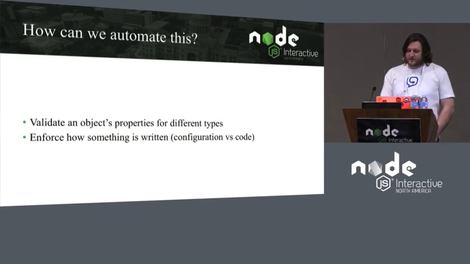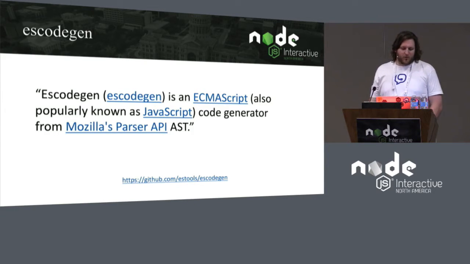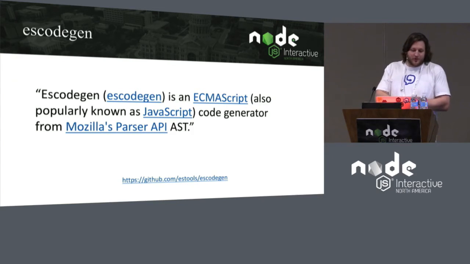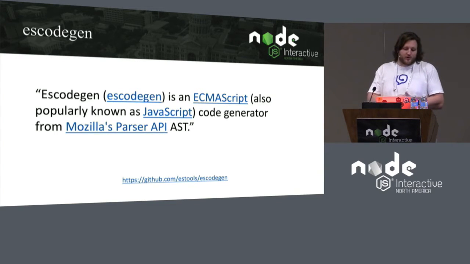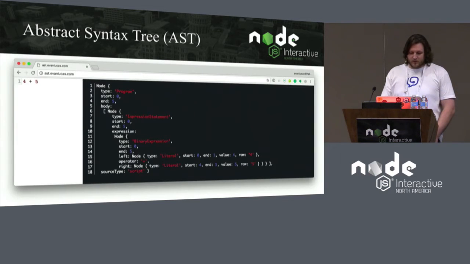Linting is kind of the first obvious thing, but ES CodeGen is a somewhat popular package. From the README, it's an ECMAScript code generator from Mozilla's parser API, AST. So it takes in an object or an array of objects that define the standard ESTree format of how you can represent JavaScript code in AST, which is an abstract syntax tree, sorry.